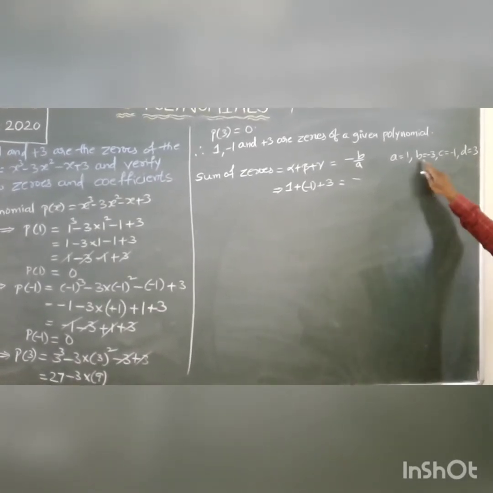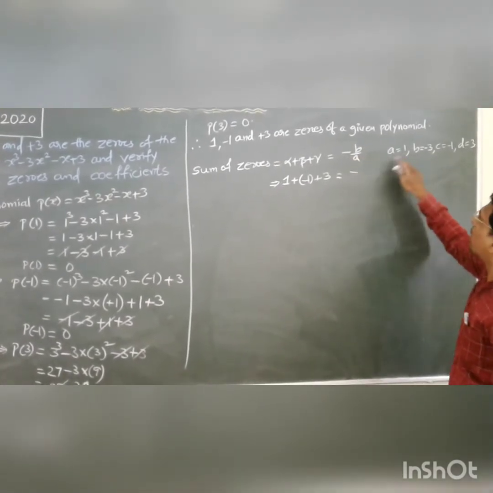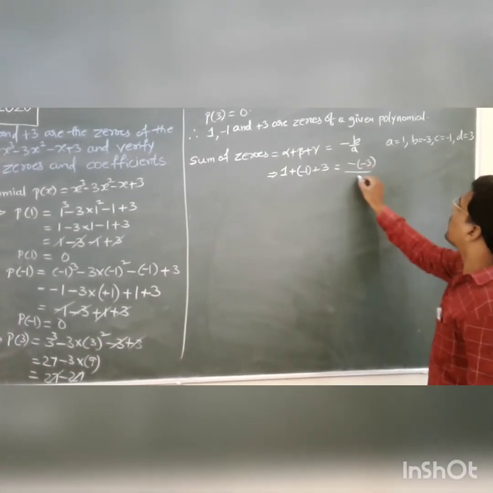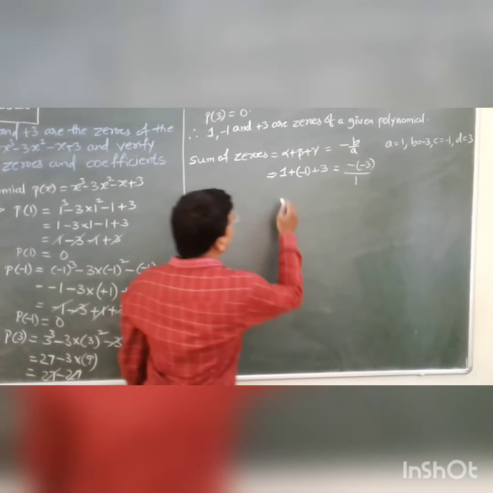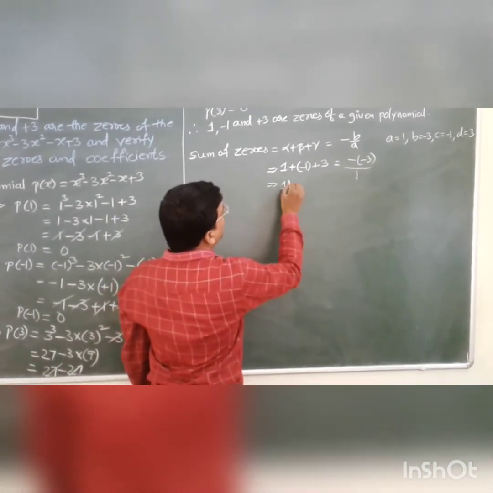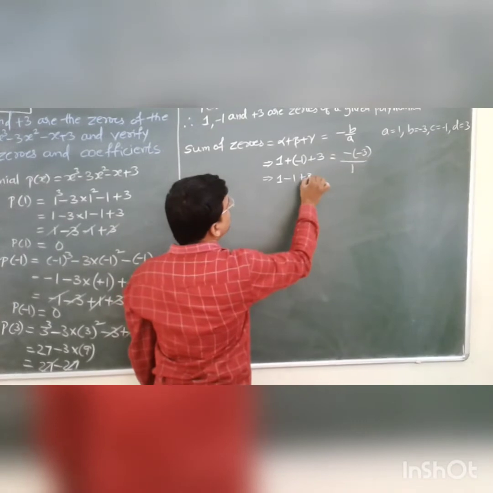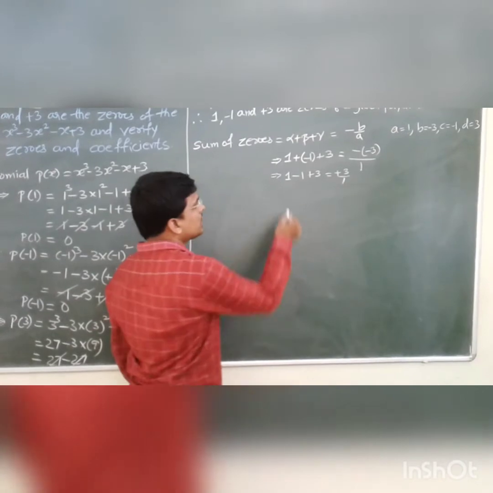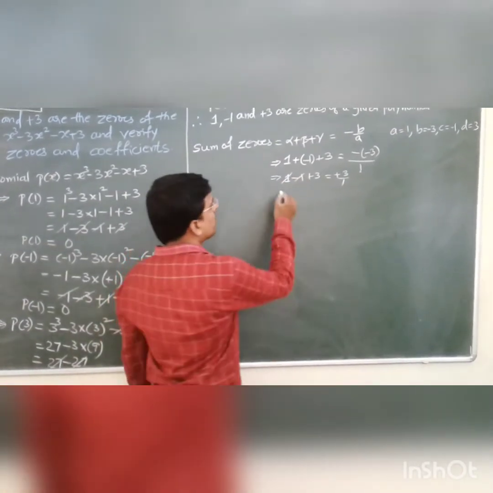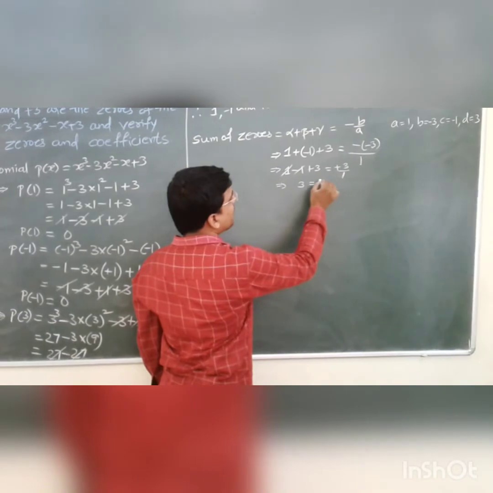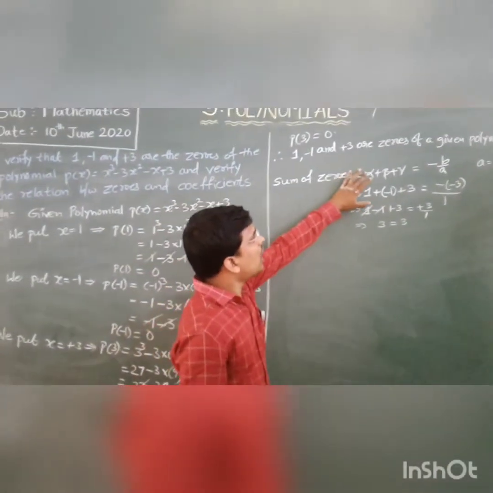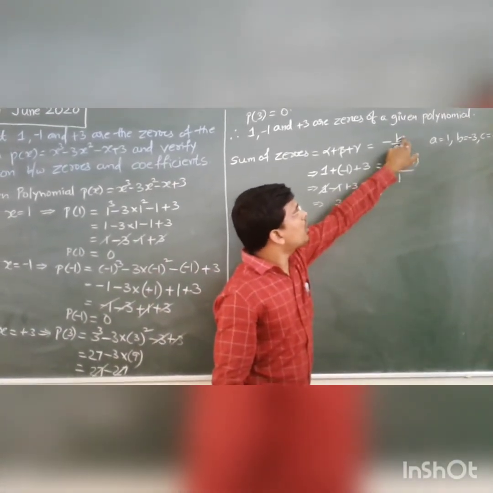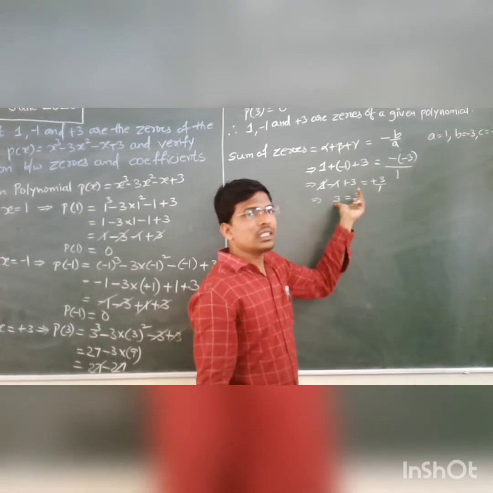Then substitute here. So minus b by a. So minus, what is the b value? b value is minus 3 and a value is what? 1. So here 1 plus minus 1 plus 3, that is equal to minus into minus plus, 3 by 1. If you see, plus 1 minus 1 will be cancelled. So here you will be left with 3 is equal to 3 by 1, which means 3. If you solve by sum of zeros, you will get 3 only. Relating the coefficients of the polynomial also, you will get 3 only. So here the relation is verified.